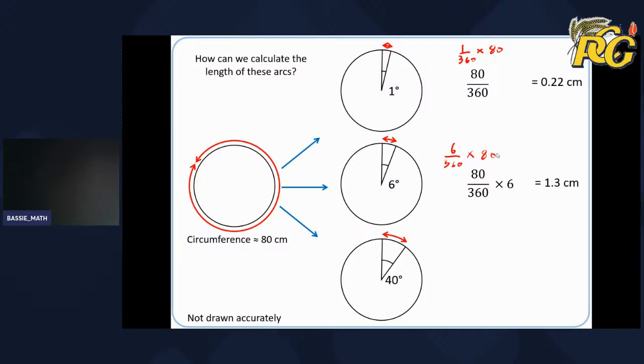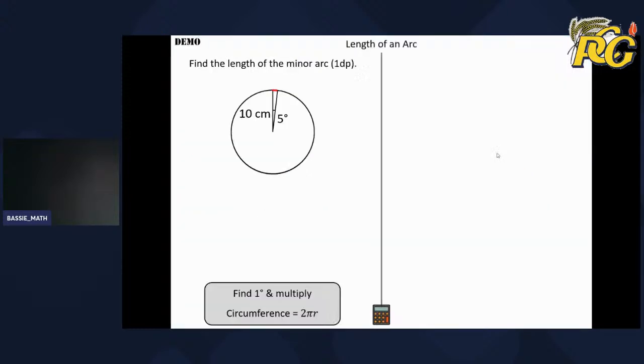And then we have 40 right here. So the same thing, 40 over 360 times the 80, which is the ideal one, right? And we get 8.9 centimeters, right? So the general formula that I usually use for length of arc is: length of arc equals theta over 360 times the circumference, right?